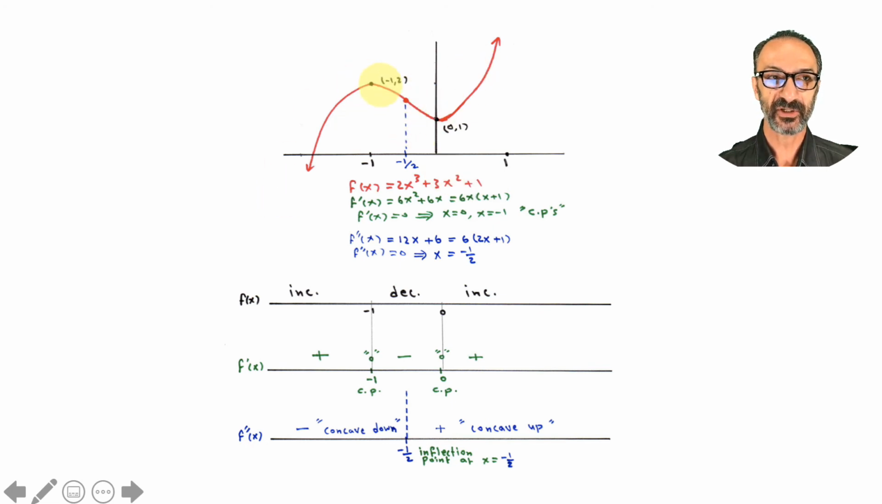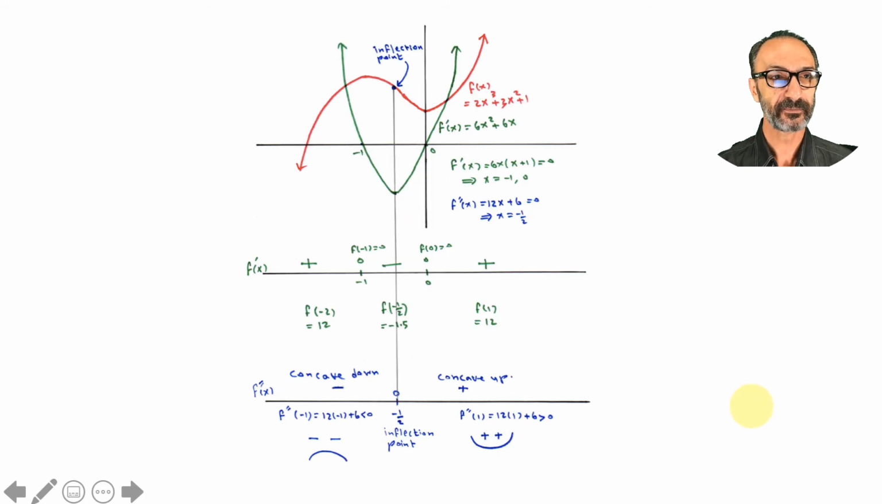Because it's changed concavity at the location of -half, this point is called an inflection point. Sometimes we describe it as the weakest point of the graph. Inflection point at x equals -half. I think that should do it, and that's a simple example that covers a lot, as you could see. We're going to take a detailed example and we're going to end the video.